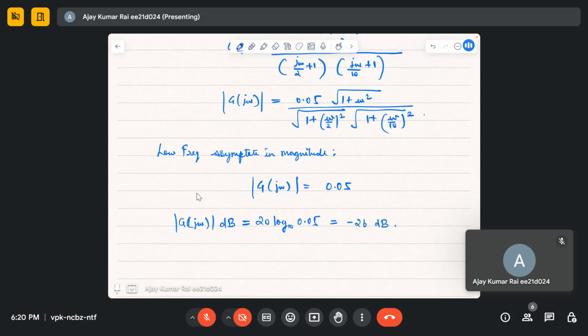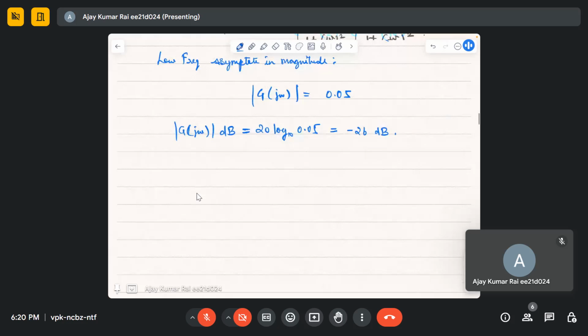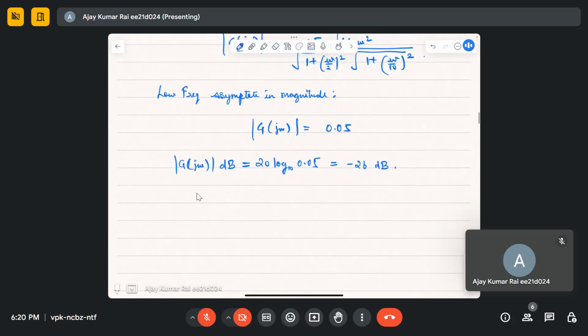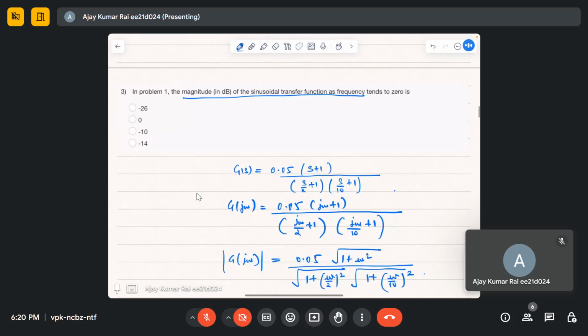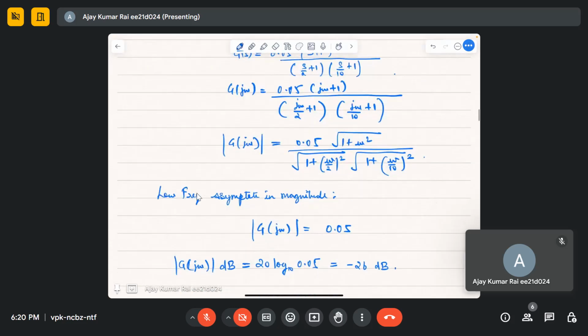So the low frequency asymptote in magnitude is minus 26 dB. Okay, so that is what is asked here: the magnitude of the sinusoidal transfer function as frequency tends to 0. So this is at very low omega, for which we are getting a constant magnitude. In dB it is minus 26 dB. So this is the correct answer.